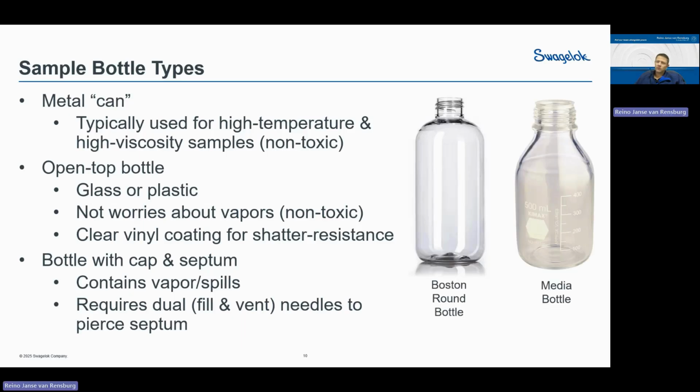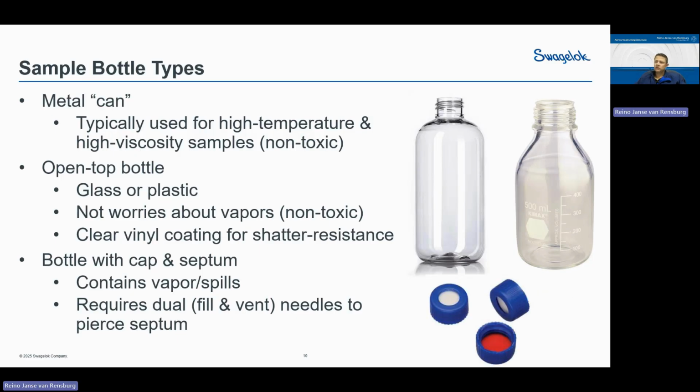The next up, this is probably one of the more common ones, is an open top bottle. They can be glass or plastic. You don't have to worry about vapors. So you basically do this in a non-toxic sample. So for water sampling or anything that cannot give off any toxic gases, they can be clear vinyl coated to make them shatterproof or shatter resistant. So if you knock it by accident, it doesn't break apart and spill everywhere.